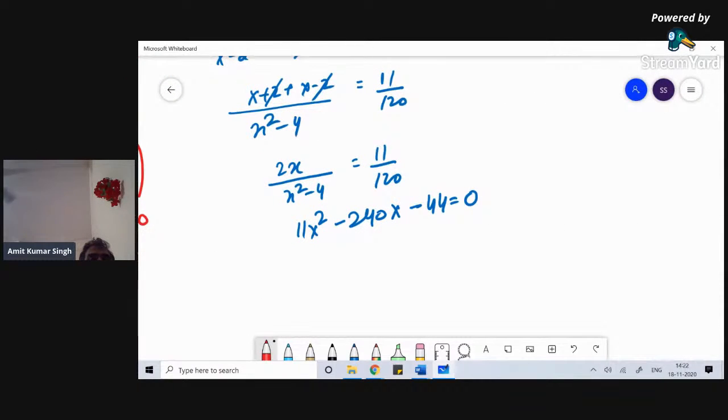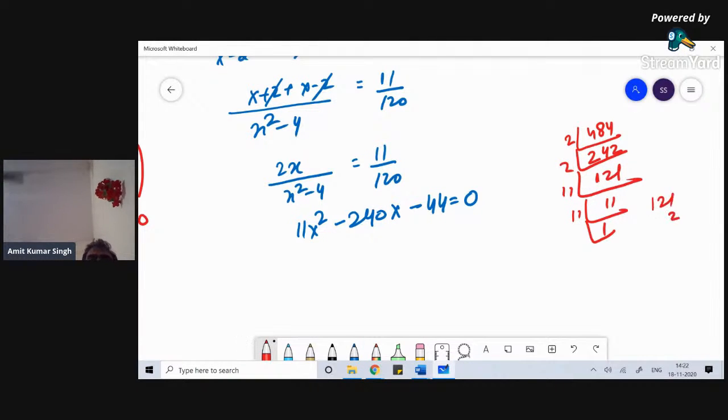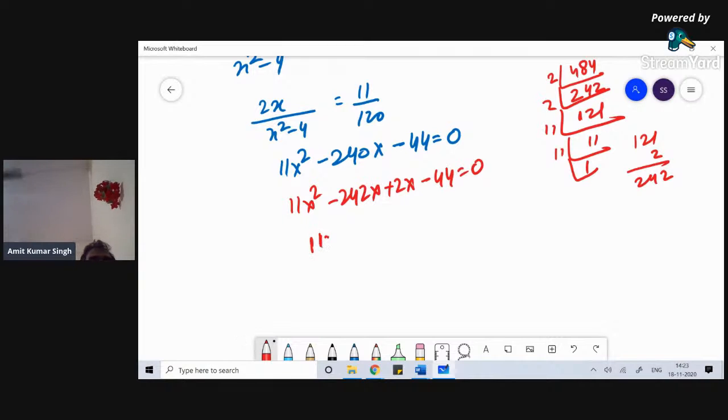Now how to solve this equation? 11 into 44 is 484. If I find the root of 484, I can write it as 242 and 2, so this becomes 11x square minus 242x plus 2x minus 44 is equal to 0. Now I can take 11x common: 11x into x minus 22, plus 2 into x minus 22 is equal to 0. So the value of x you will get is 22.